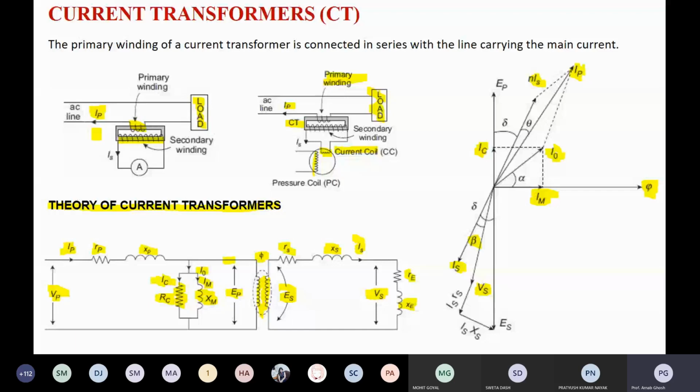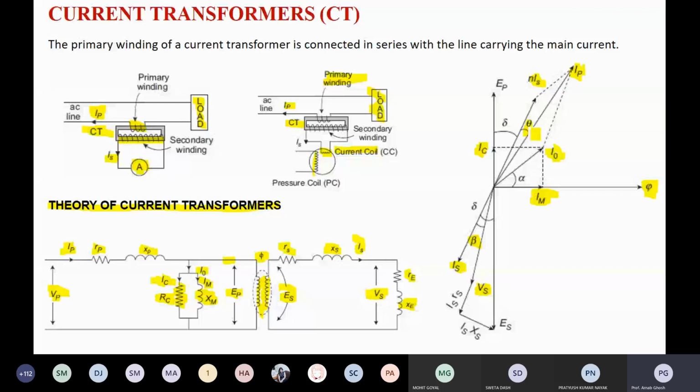And IS is already given, because how do you get the value of IS? The ammeter value. That ammeter value is your IS current. So you are able to find out the value of IS. So IS is here, and NIS is in your positive half, and you connect both of them and you will get the value of IP. There is some angle between NIS and IP, that is theta. That angle is given, the angle between NIS and IP.